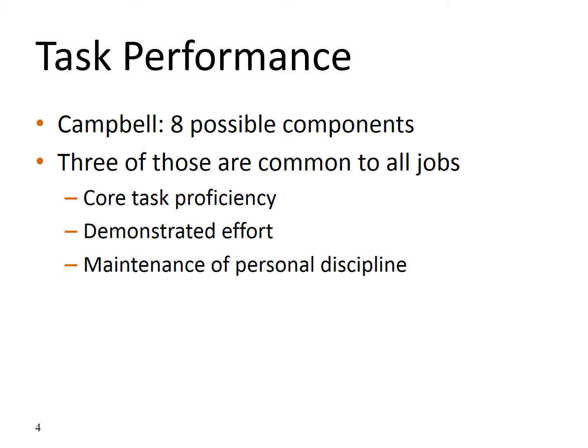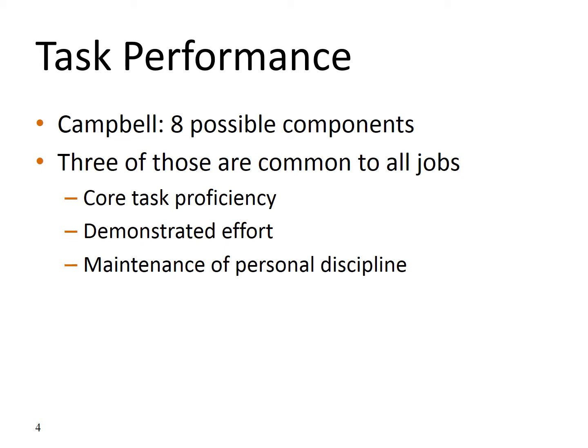The primary focus in organizations tends to be on task performance, though, and I'm tempted to say fortunately. Campbell identified 8 possible components that could be required for a job. The idea is that an individual's task-related behaviors can be the result of as many as 8 things.